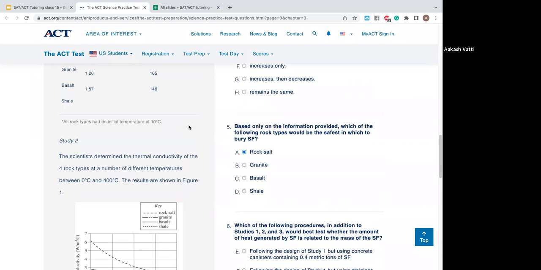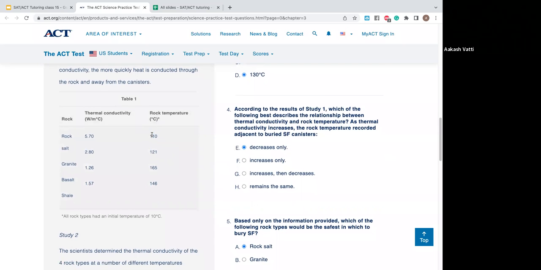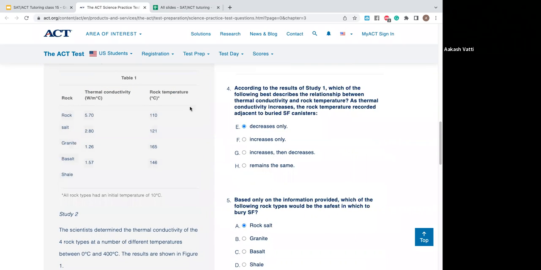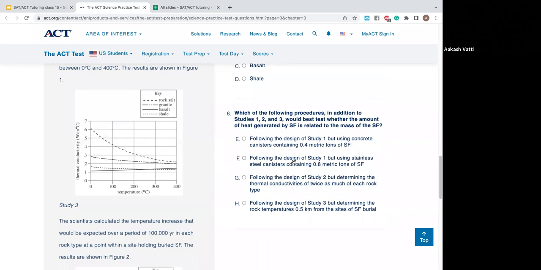And the reason for this is because in table 1, rock salt has the least temperature increase out of all 4 of these. And that is quite literally the reason why rock salt would be the best one to bury it in, because it has the lowest temperature and the highest thermal conductivity. So question 6. Which of the following procedures, in addition to studies 1, 2, and 3, would best test whether the amount of heat generated by SF is related to the mass of the SF? So you guys put your answers first, and then I will do it after.